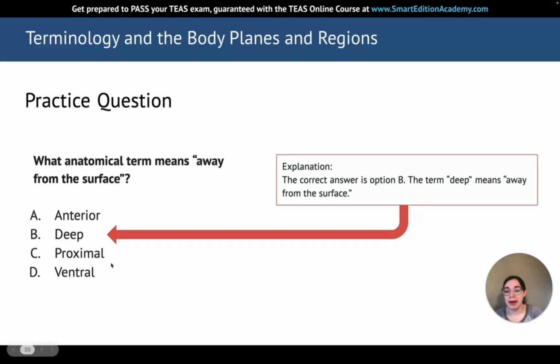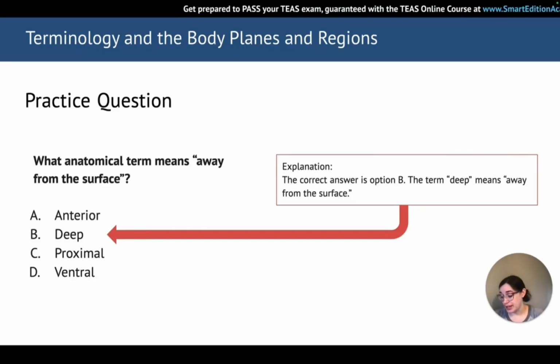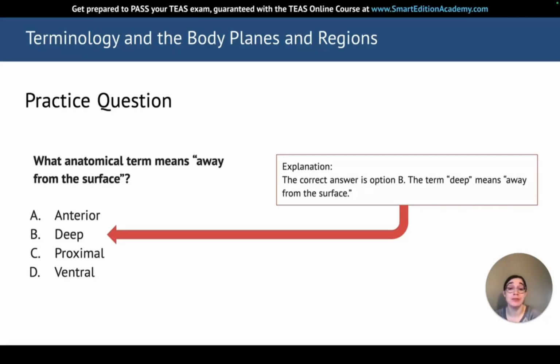And then we've already talked about the meaning of the word proximal in our previous practice question. It means that a body structure is nearer to the point of attachment to the rest of the body than is another structure. For example, the wrist is proximal to the thumb because the wrist is closer to where the arm as a whole attaches to the body than our thumbs are. So again, this term does not mean away from the surface either, and we can eliminate that as incorrect as well. And we're left with option B, deep, which is the correct answer as we've seen.